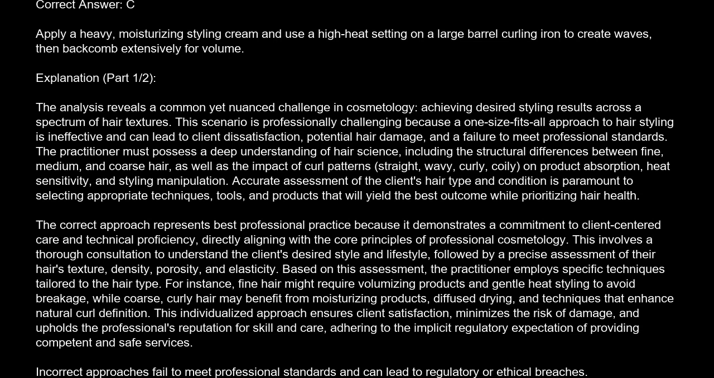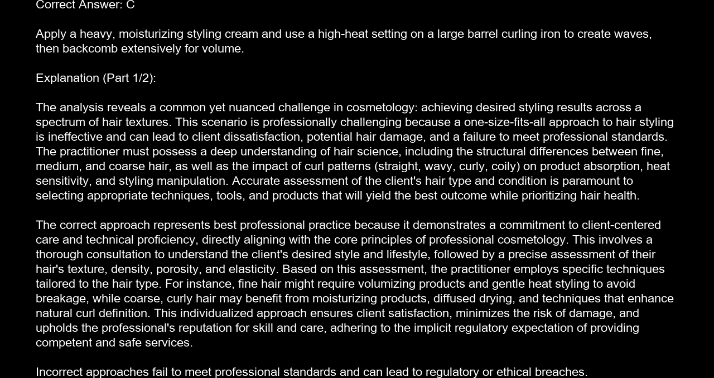The correct answer is C. Apply a heavy, moisturizing styling cream and use a high heat setting on a large barrel curling iron to create waves, then backcomb extensively for volume. Explanation: the analysis reveals a common yet nuanced challenge in cosmetology. Achieving desired styling results across a spectrum of hair textures.